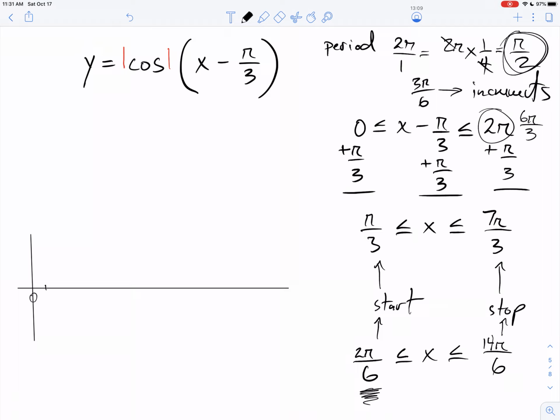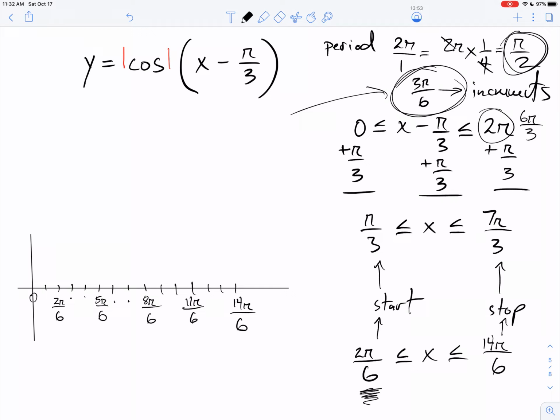Every dash on the x-axis has to represent the same exact number. So if I'm going to go 1/6, this would be 2 pi sixths right here. And then I have to add my increment. So I'm going to go 2 pi sixths, that would be 3 pi, 4 pi, 5 pi sixths, 6 pi, 7 pi, 8 pi sixths. I could reduce that. I'll come back and do it later. 11 pi sixths, and then 14 pi sixths.